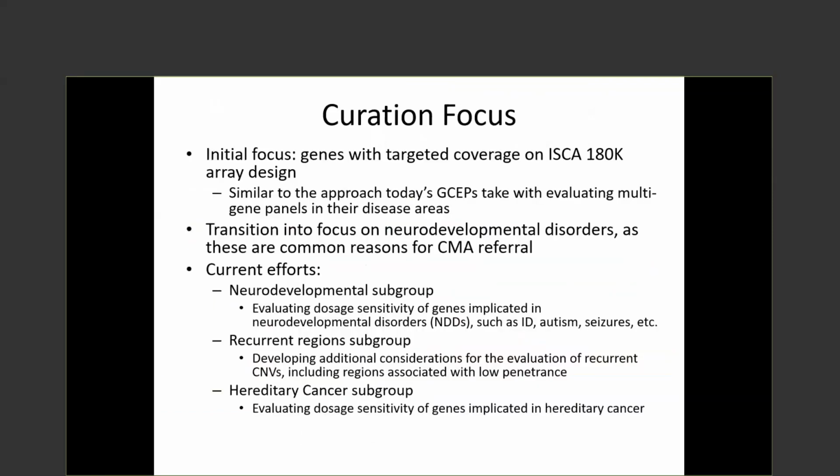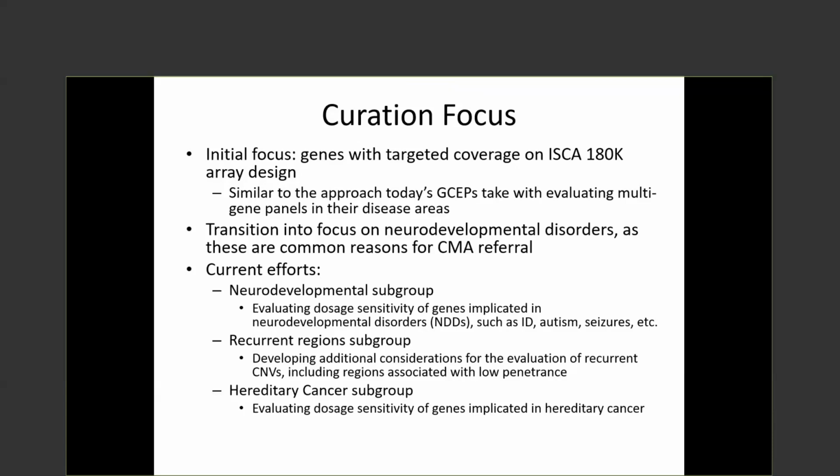So when we started dosage curation in 2011, we were initially focused on evaluating the 370 or so genes that were getting targeted coverage on the ISCA 180K array design. And this design was developed by the ISCA consortium years prior, using a method that might sound eerily familiar to people working in labs, just simply collecting all the genes recommended for targeting at the time, combining them all together without really much concern about the evidence. So I'll say that after the first round of evaluation, we actually ended up finding no evidence to support about 120 of those genes and recommended removal of targeting on future array designs.